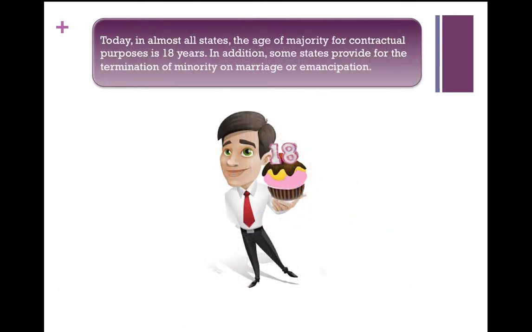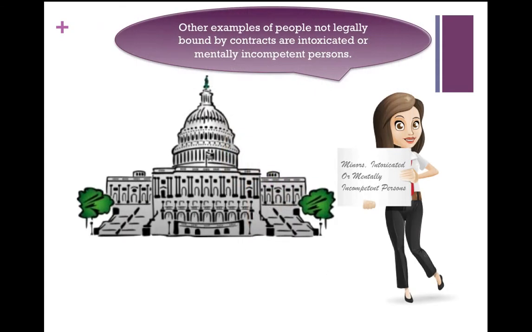Today, in almost all states, the age of majority for contractual purposes is 18 years. In addition, some states provide for the termination of minority on marriage or emancipation. Other examples of people not legally bound by contracts are intoxicated or mentally incompetent persons.